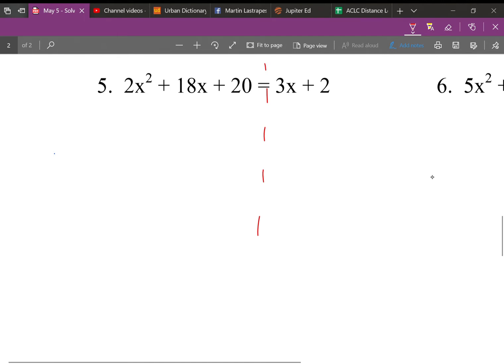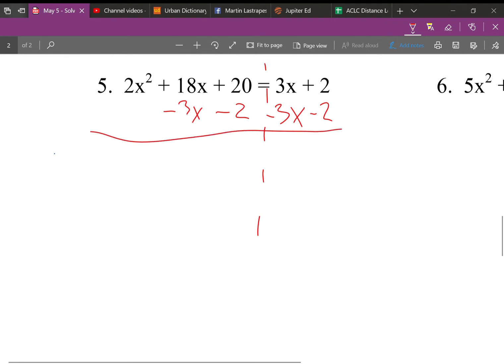So I'm going to start by subtracting 3x, and I'm going to put that negative 3x not under the 2x squared, because this is not an x squared term. I'm going to put it under the 18x instead. So I'm going to put it right here, minus 3x. What about the positive 2? Well, to get rid of a positive 2, I subtract 2. And where am I going to put that? Since 2 is a regular number, I'm going to subtract the 2 under the regular number 20.